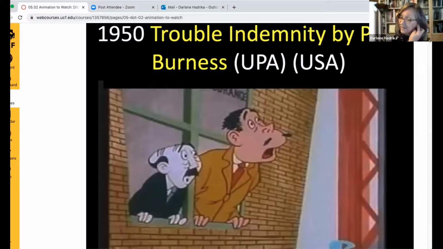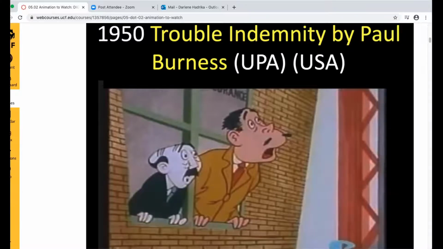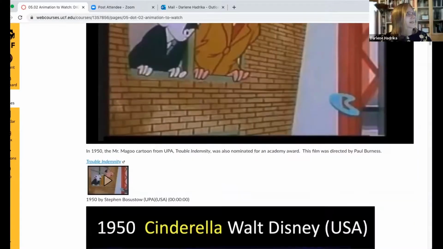And just like The Simpsons will make fun of whatever is going on in current popular culture, the animators from the 50s were also doing the same thing. Can you guys still see this? I just want to make sure you can still see. Yeah, okay. Yep.